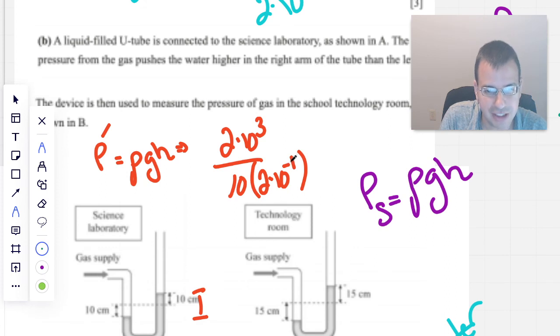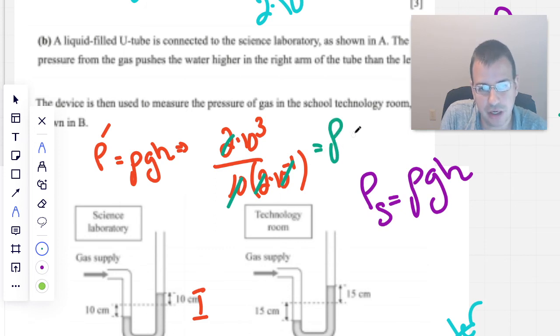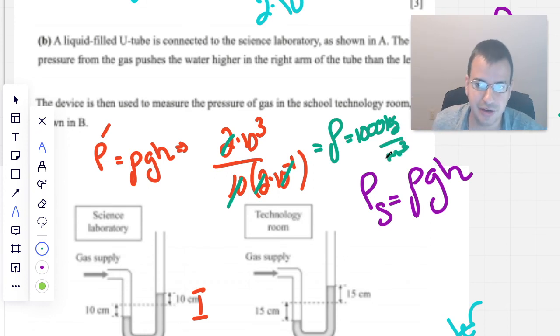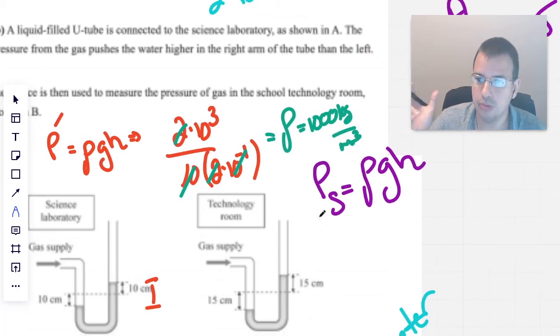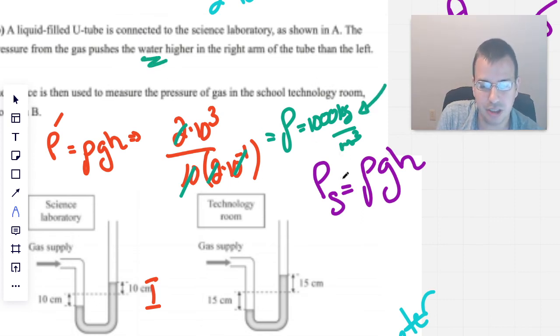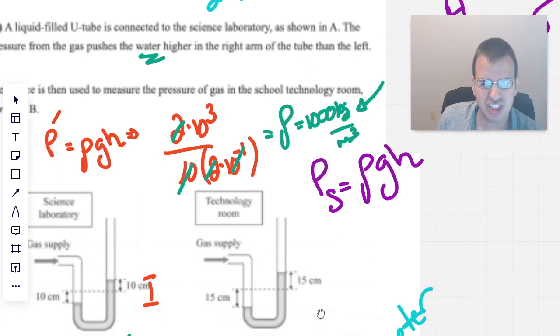And so when these cancel out, we get the density of this fluid is 1,000 kilograms per cubic meter, which is about the density of water. So that makes sense. We actually don't even need this. They didn't actually have to tell us what this fluid was. They did tell us it was water, so we could have just guessed immediately 1,000 kilograms per cubic meter. But I wanted to do that just to check.